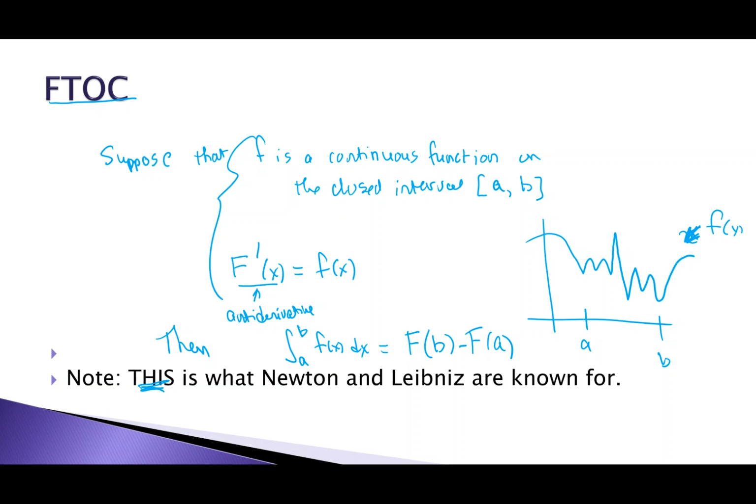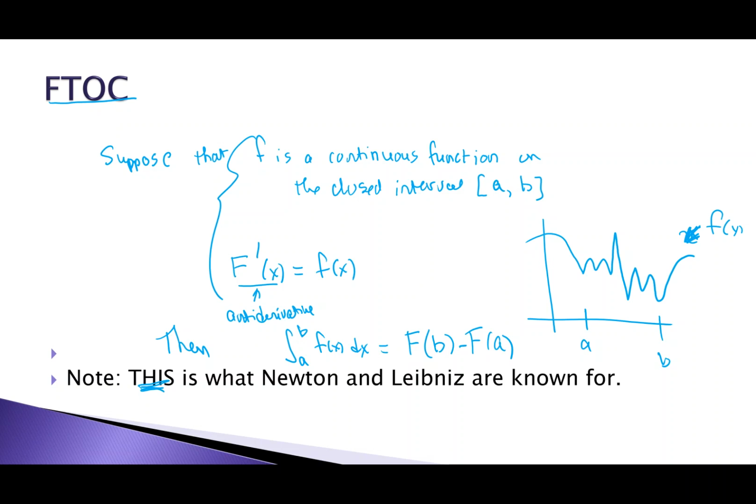And finding areas under the curves, we now know that that was known by Archimedes way back, so thousands of years ago. So what Newton and Leibniz found out was this connection between the antiderivative and the area. They found that derivatives and definite integrals are connected. So that's their contribution. Okay?